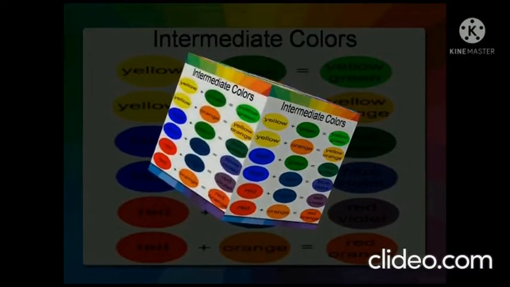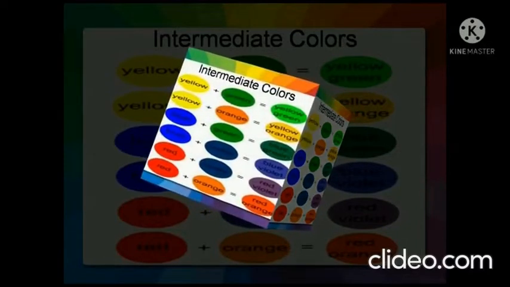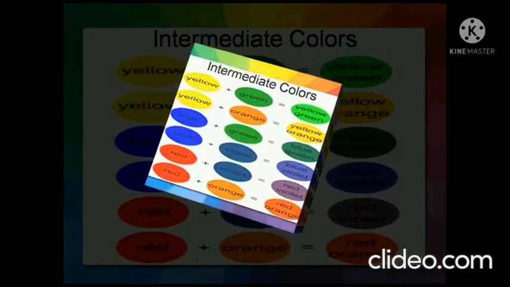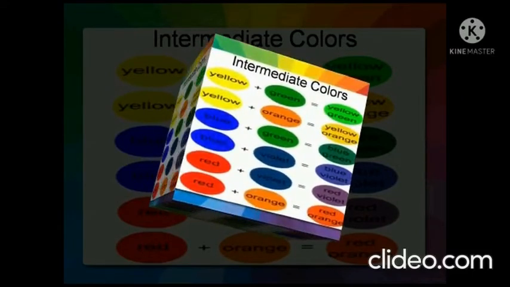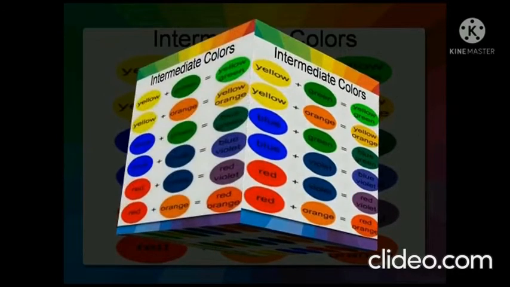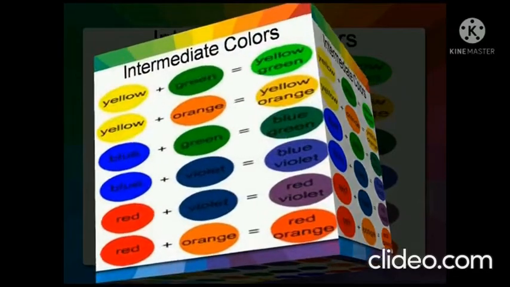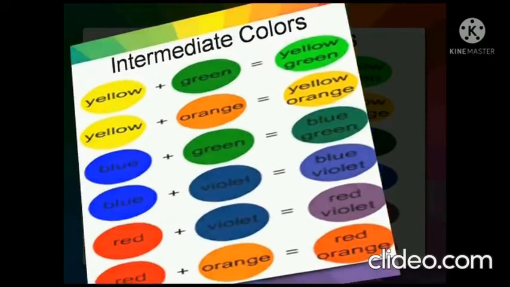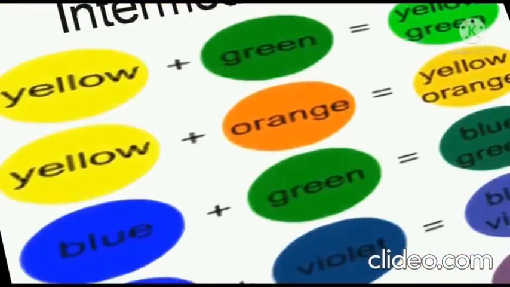Yellow, the primary color, plus green, the secondary color, gives the intermediate color yellow green. Yellow plus orange gives yellow orange. Blue plus green gives blue green. Blue plus violet gives blue violet. Red plus violet gives red violet. Red plus orange gives red orange. These are intermediate or tertiary colors.